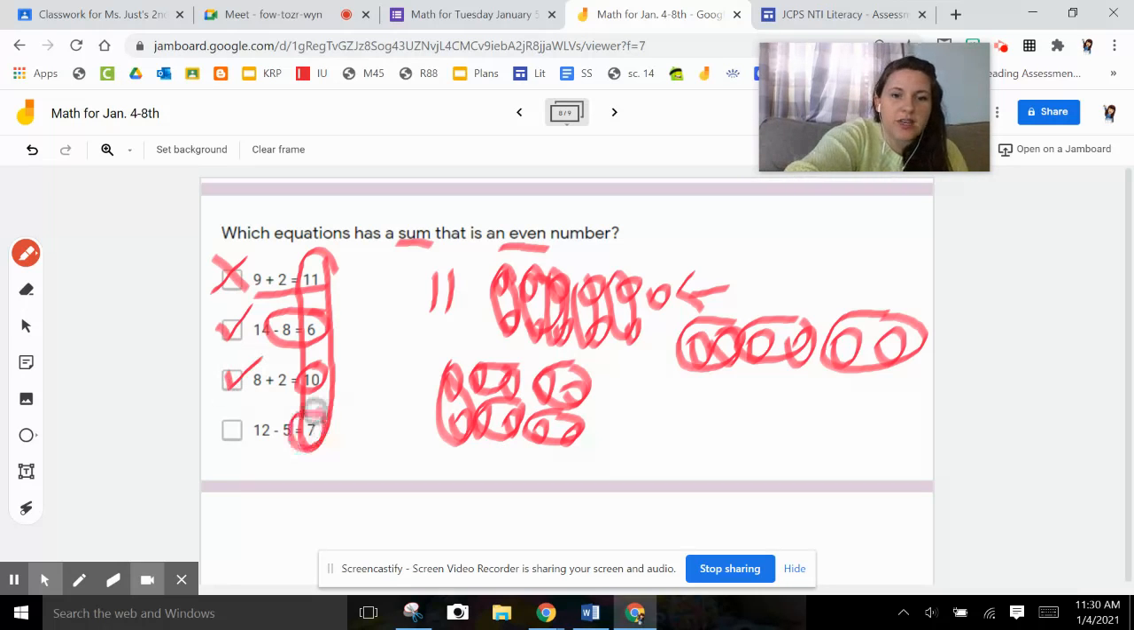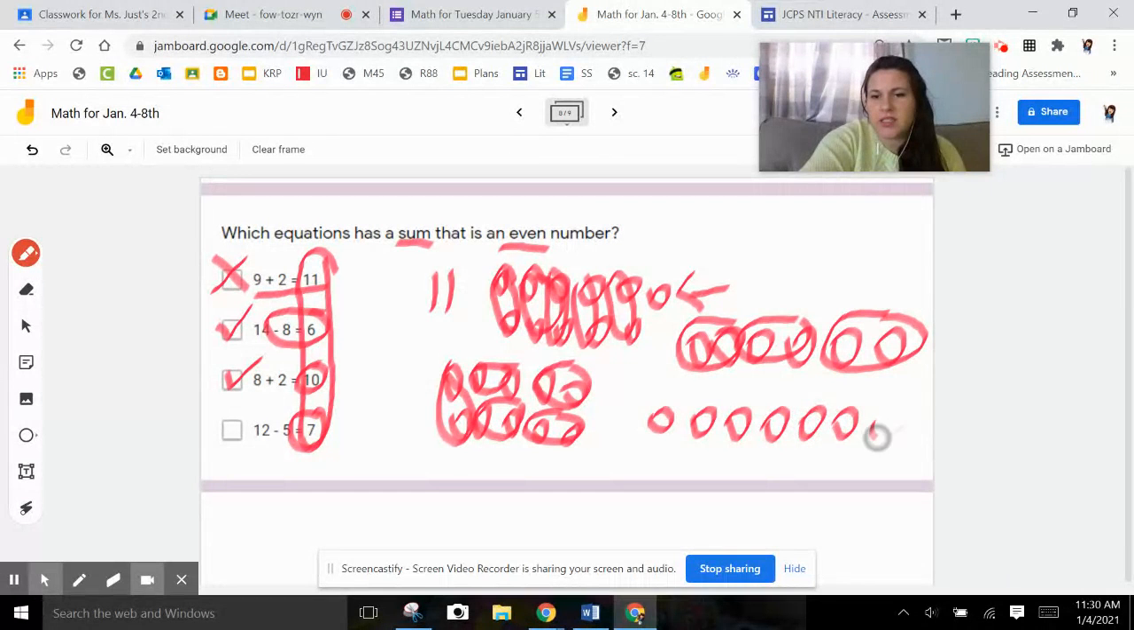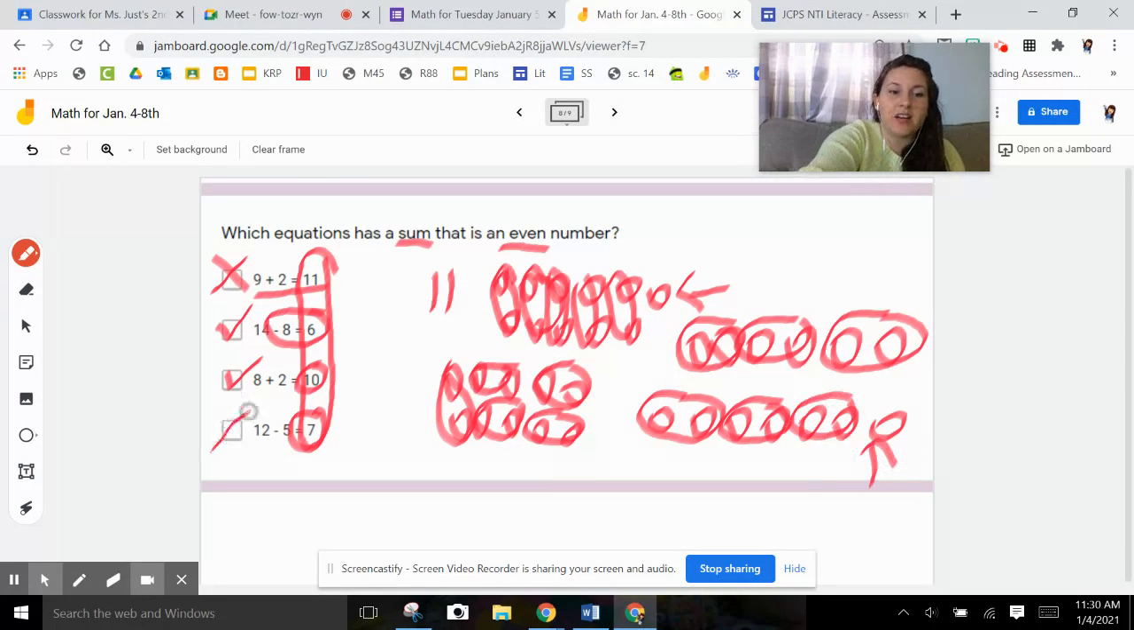And the last one is the number 7. Just got enough room for that. 6, 7. You guys get buddies. You guys are pals. You guys are buddies. And oh, there's an odd man out. So that means that 7 is an odd number. So that one cannot be it. So it means these two right here would be my answers. Both have a sum or an answer that is an even number.